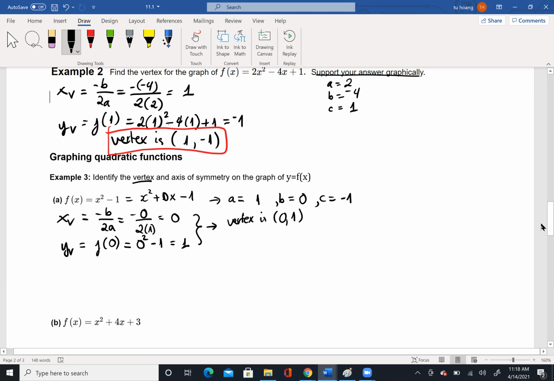The axis of symmetry is the vertical line that goes through the vertex, and you can know that it's going to be x equal to x_v, which means x equal to 0, and that will be the axis of symmetry.